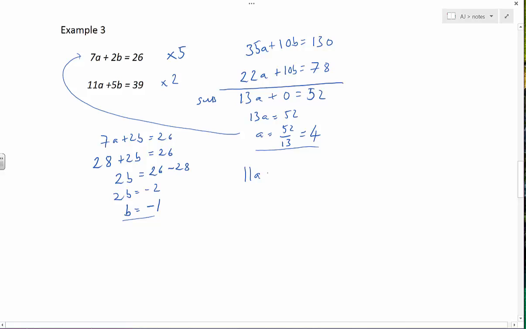Let's check with the second equation just to be sure. If a is 4, then 11a is 44. If b is minus 1, then 5b is minus 5. And 44 plus negative 5 does indeed equal 39. So the solution is a equals 4, b equals minus 1.